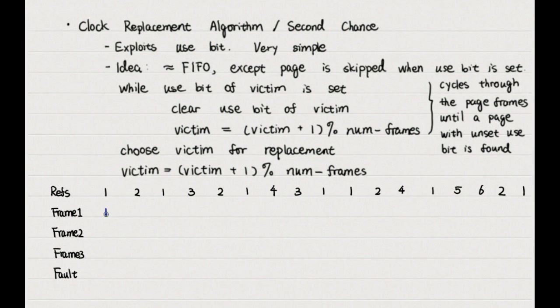We have 1 and fault, and the reference bit is set. And 2, there's page fault, and the use bit set. 1 is already in memory, so no page fault. 3 is not in memory, so we place it and set its reference bit. 2 is already in memory, so no page fault. 1 is already in memory, so no page fault.